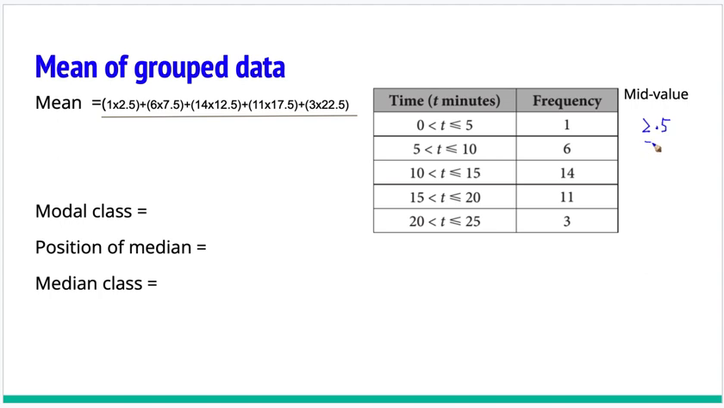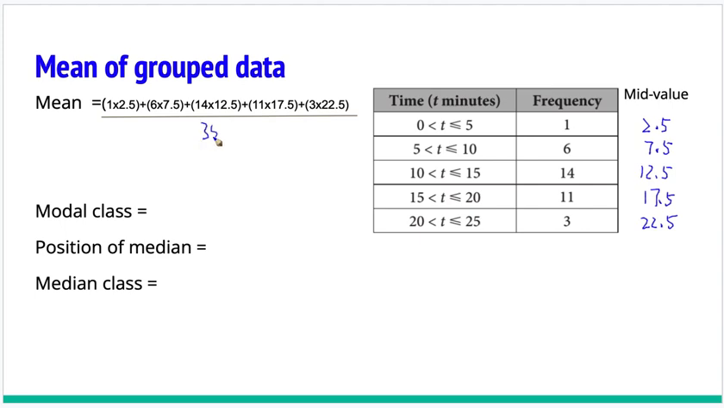The next one is 7.5. Third is 12.5. Fourth is 17.5. And the last one is 22.5. Now that we have a single number, we'll do the same thing. Take the frequency times the number or the score for each number, add all together to give you the total score. And there are altogether 35 numbers.